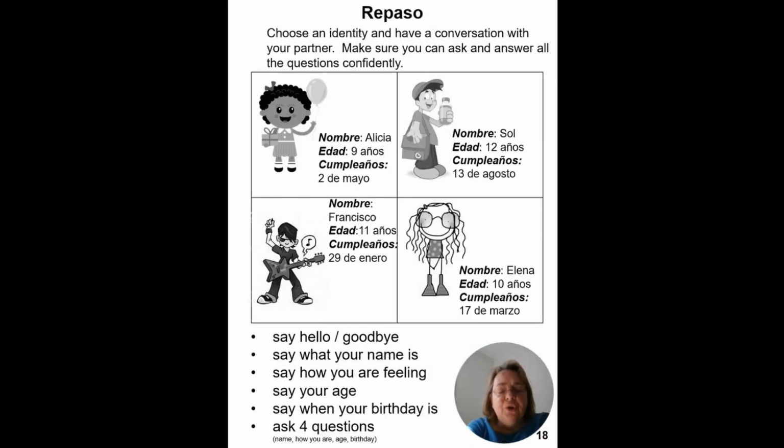Página 18, page 18. Choose an identity and have a conversation with your partner. Make sure you can ask and answer all the questions confidently. A repaso is a revision, and usually this page would be used as an assessment to see how much you've learned up until this section of the book.